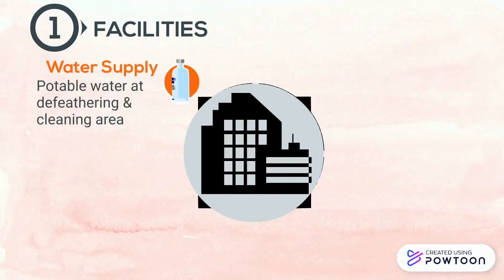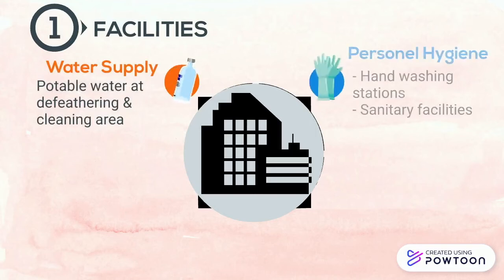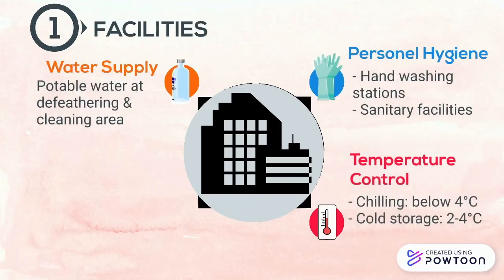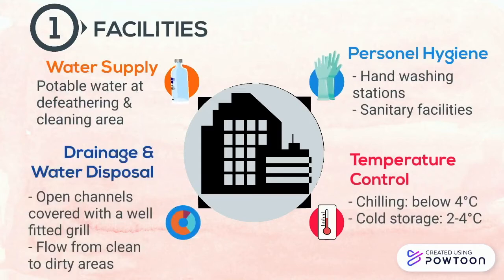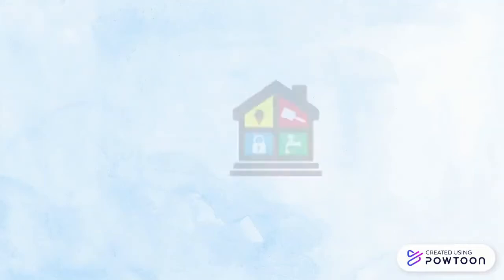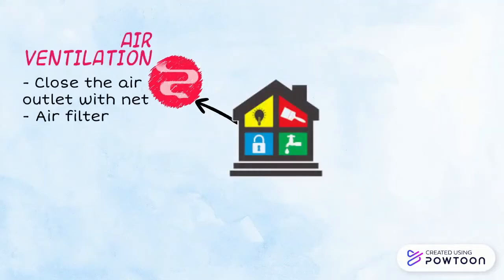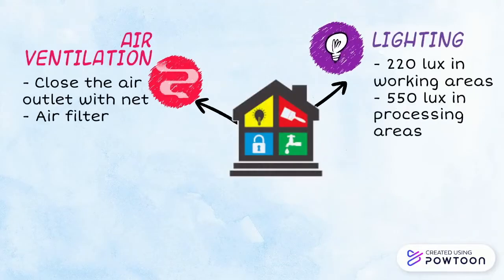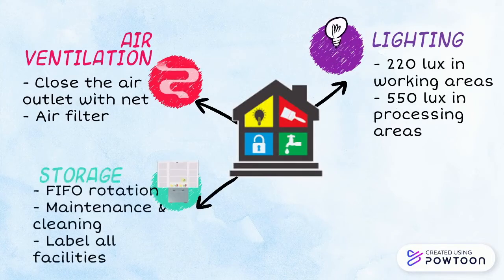Potable water supply at the feathering and cleaning area, hand washing station for personal hygiene, temperature control within 2 to 4 degrees Celsius for cold storage. The drainage and water disposal system flow from clean to dirty area. For air ventilation, close the air outlets with nets. Fix the lighting with 550 lux in processing area. Lastly, practice the first in first out rotation in storage area.